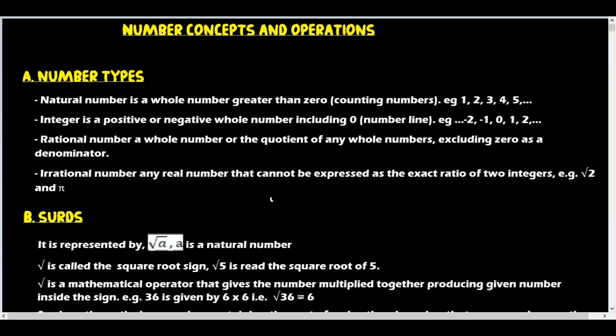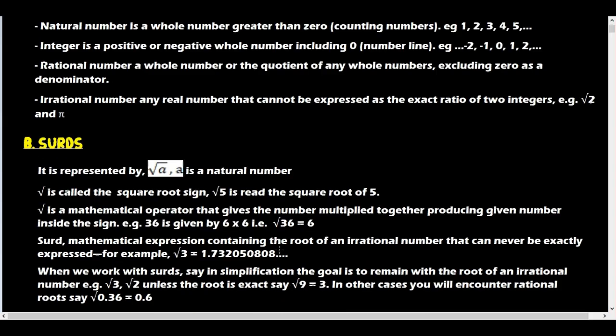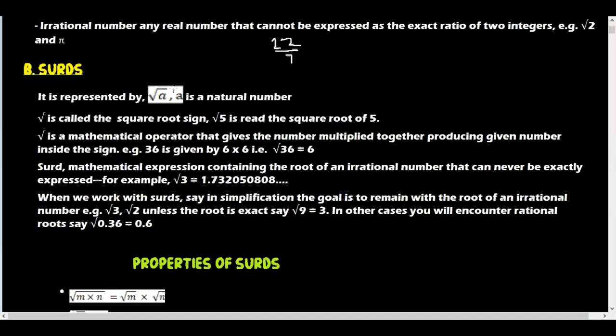Then irrational numbers are numbers that cannot be expressed as an exact ratio of two integers, the likes of pi and √2. But 22/7, the approximate value of pi, is a rational number because it's a quotient of two whole numbers, 22 and 7. Therefore, it's a what? It's a rational number.